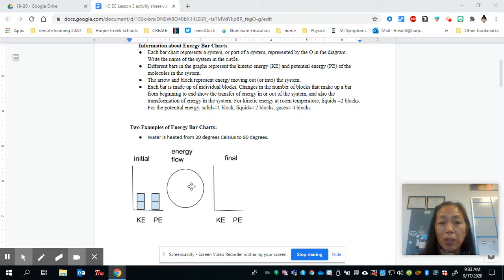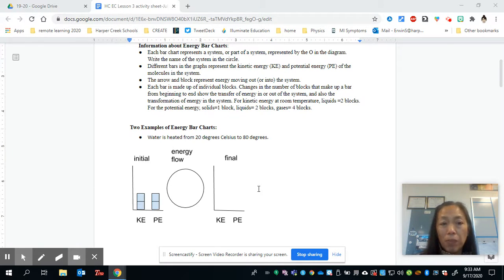Different bars in the diagrams represent kinetic energy bars or potential energy bars. So we're trying to show that these are energies that are either moving into the system or coming out of the system.